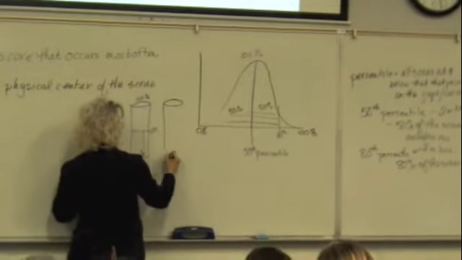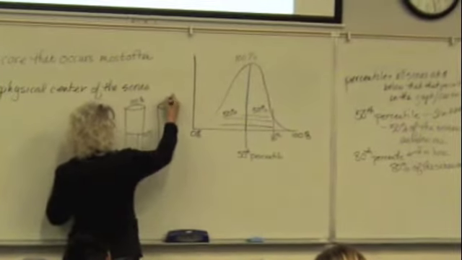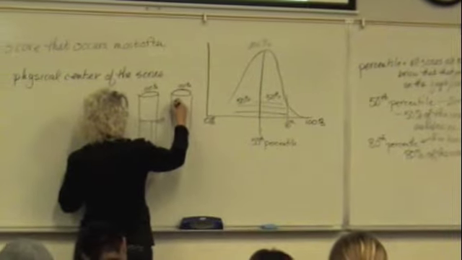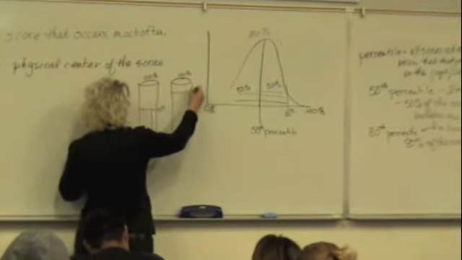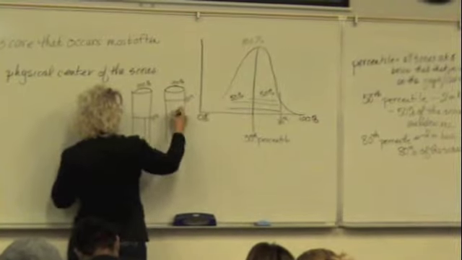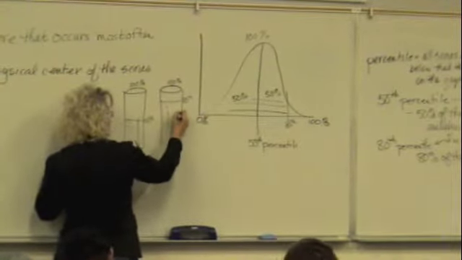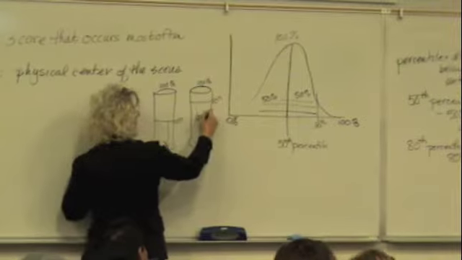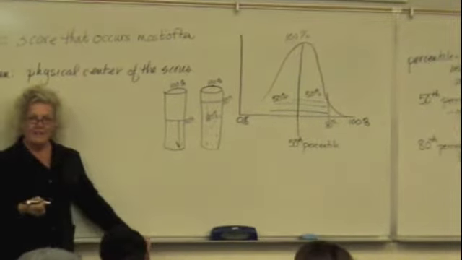Now, if here's 100% of the cylinder, and I'm at the 80th percentile, that means all this is below me. This is 80% of the cylinder. Get the idea?